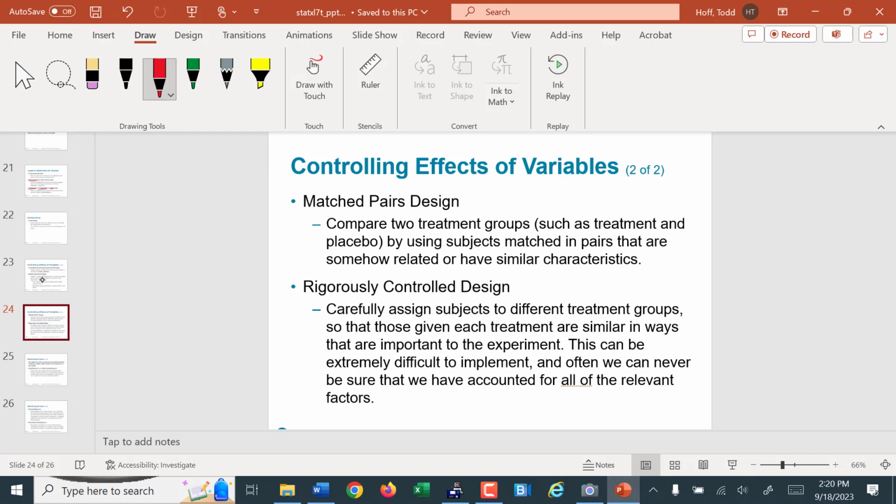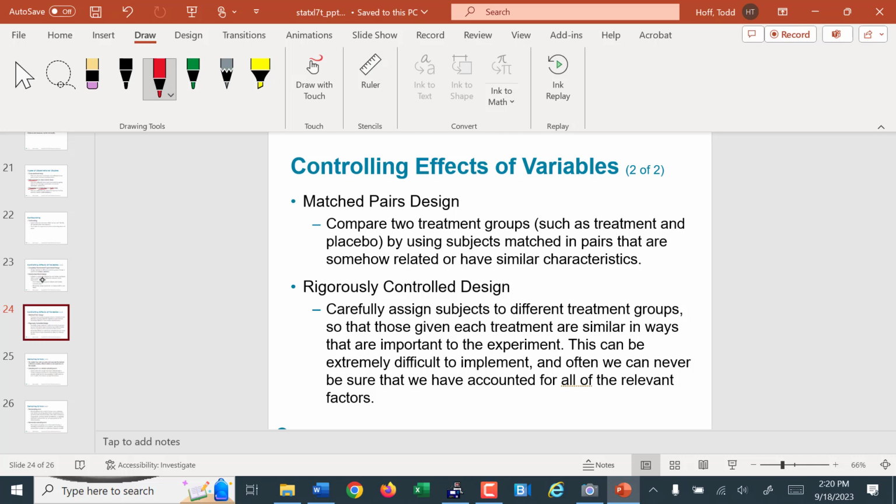A matched pair design is when we have sets of two subjects that should reasonably be expected to have a similar reaction to a treatment. Often this is done with human twins, or if we're dealing with animals, littermates, so puppies that come from the same litter. One might be given food A, the other puppy given food B, and we see who gains weight faster.